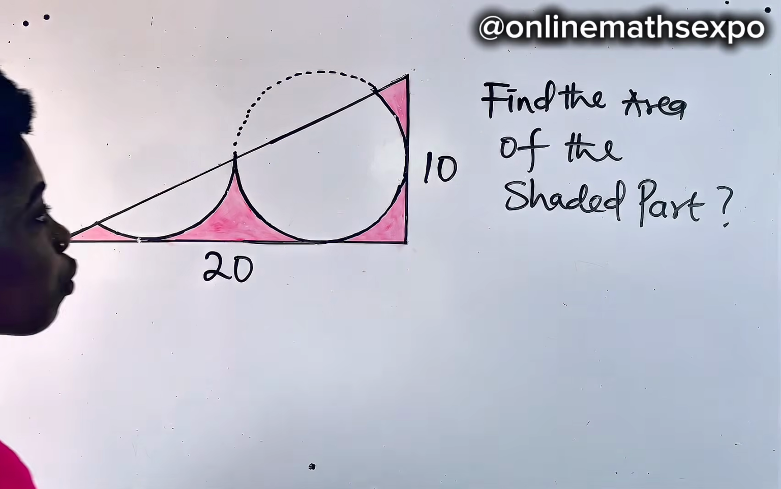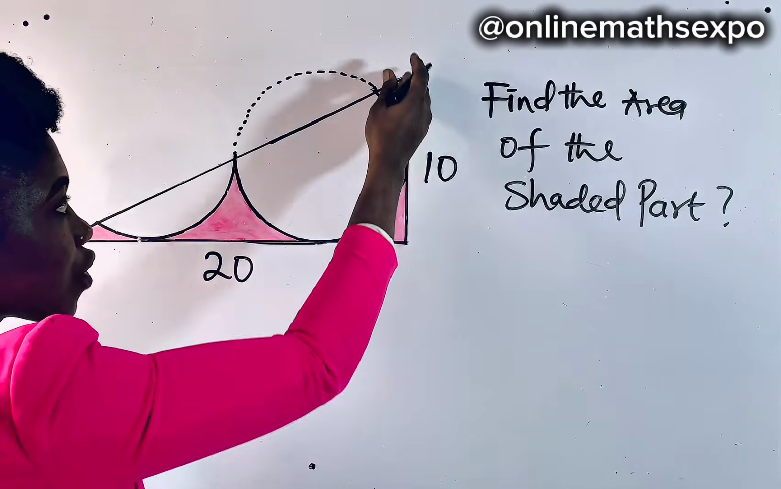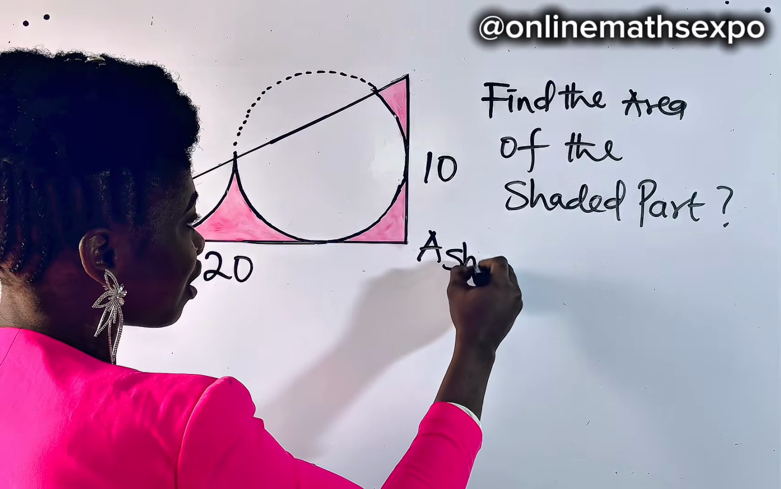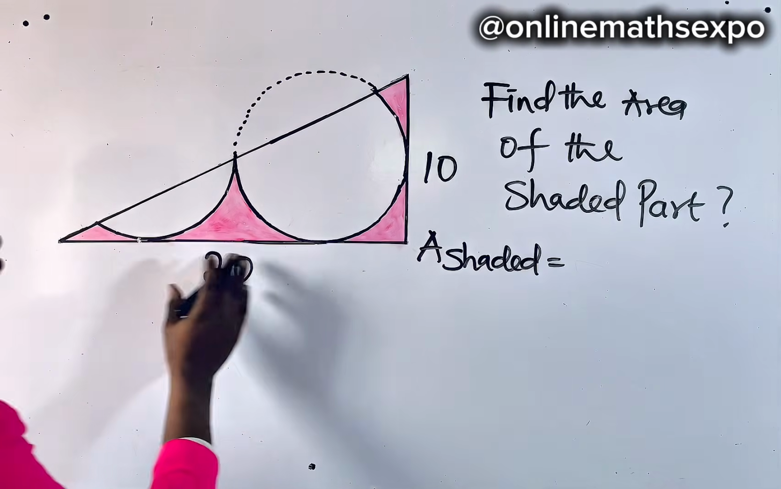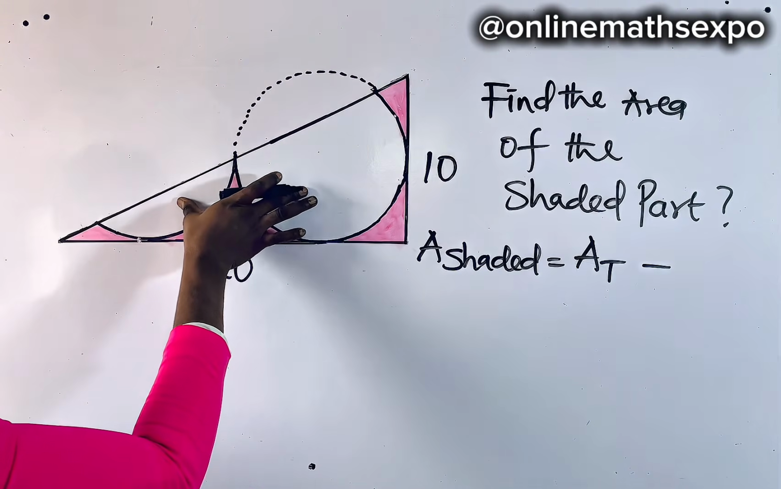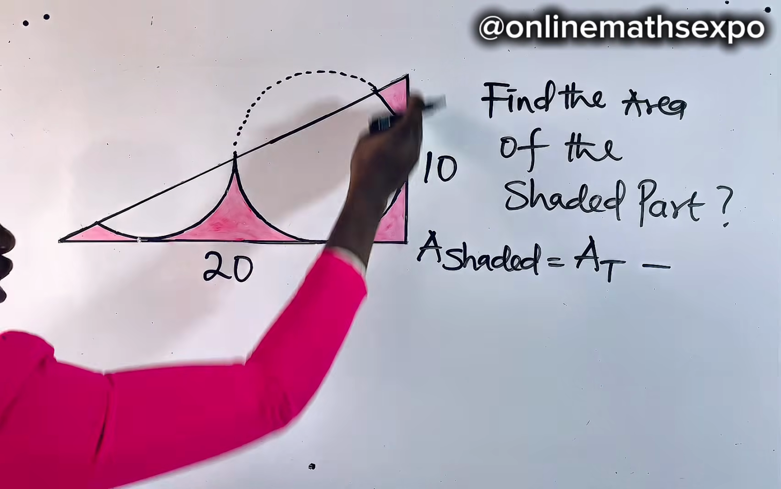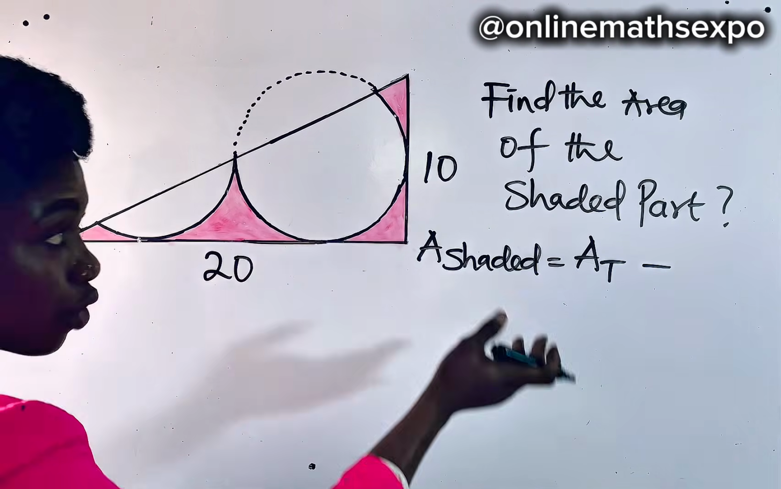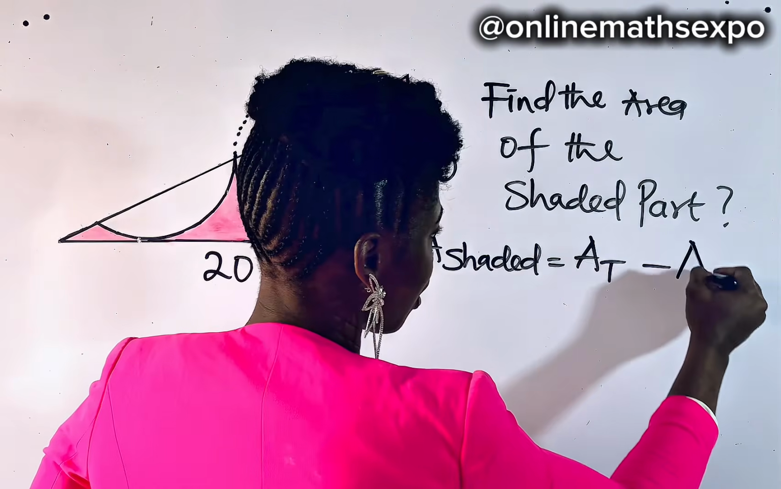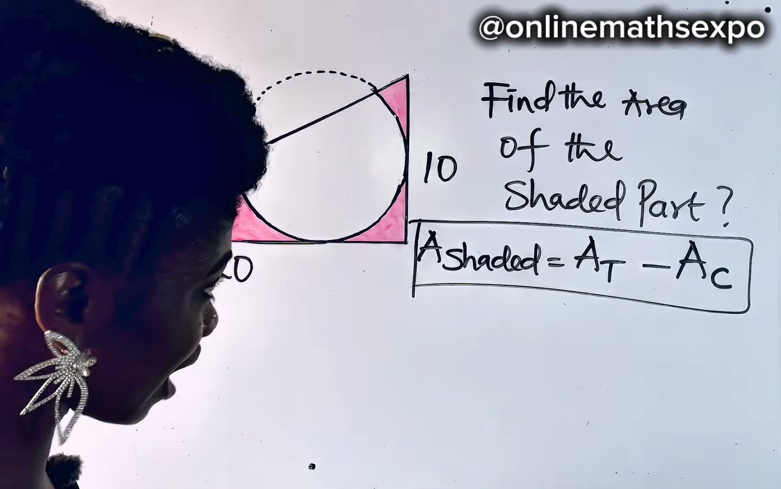So it means that if you want to find the area of the shaded part, you just need to get the area of the right angle triangle. So the area of the shaded will be the area of the right angle triangle, subtract the area of the circle, because this is the bigger one that houses this. So when you get the area of the right triangle, you subtract the area of the circle, because this part complements the full circle. Now when you do this, it gives you the area of the shaded parts.